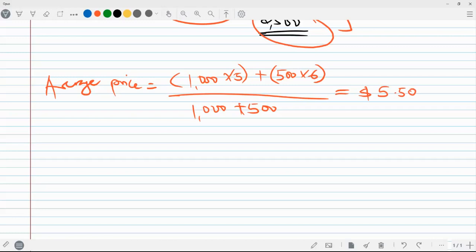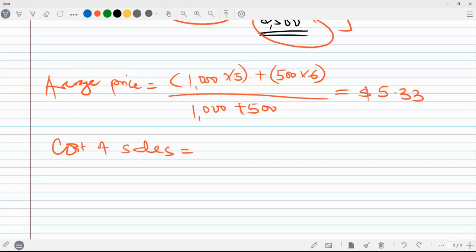No, sir, it's 5.33. Okay, you get 5.33. That is the average value of the goods that have been acquired between the 12th of March all the way to the 21st of March. Okay, 5.33.